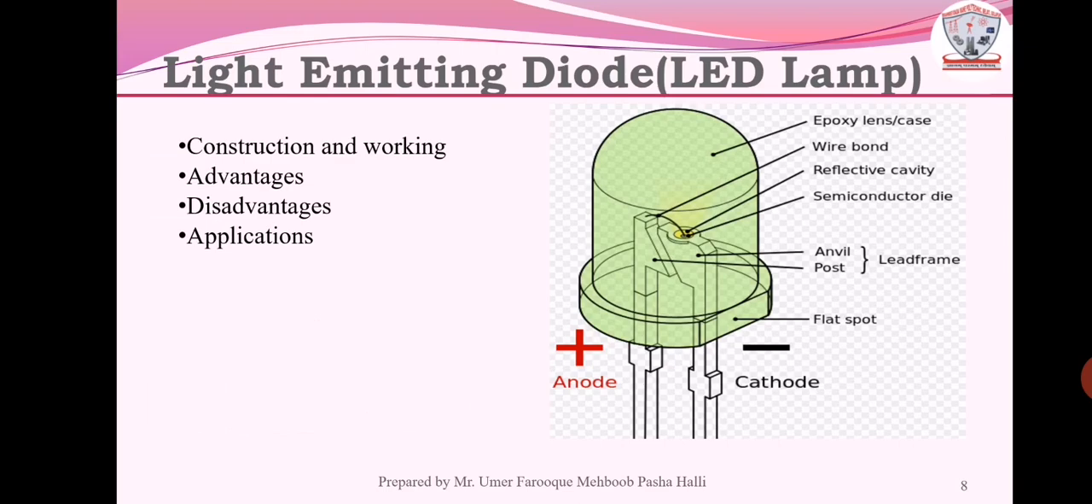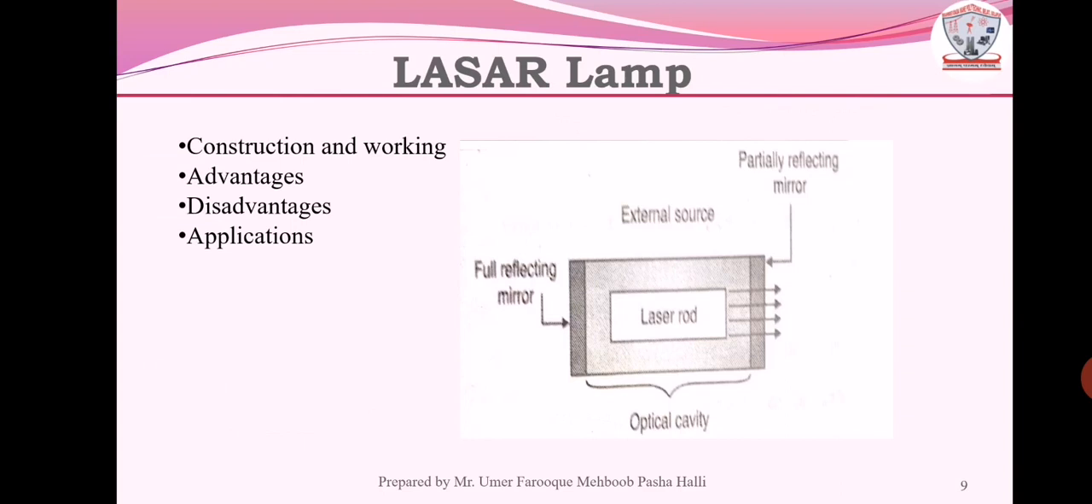There are the applications: indicating lamps, bicolor indicator, fault indicator, display board, decorative lighting, in instrumentation, etc. Now the next lamp is a special lamp, that is a laser lamp. We are discussing the construction and working, advantages, disadvantages and their applications.